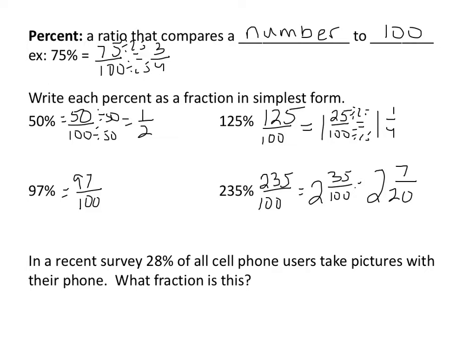In a recent survey, 28% of all cell phone users take pictures with their phone. What fraction is this? So 28% means 28 out of 100. 2 goes into both of these, so 28 divided by 2 is 14. 100 divided by 2 is 50, and actually I could have done 4 because now 2 goes into both of these. So we have 7/25.